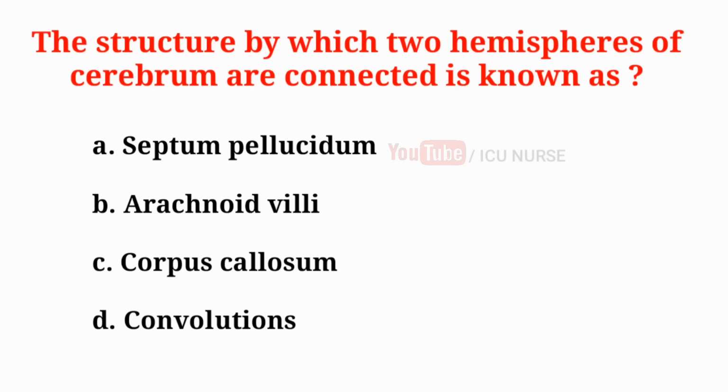The structure by which two hemispheres of cerebrum are connected is known as A. Septum pellucidum, B. Arachnoid villi, C. Corpus callosum, D. Convolutions, and the correct answer is C. Corpus callosum.